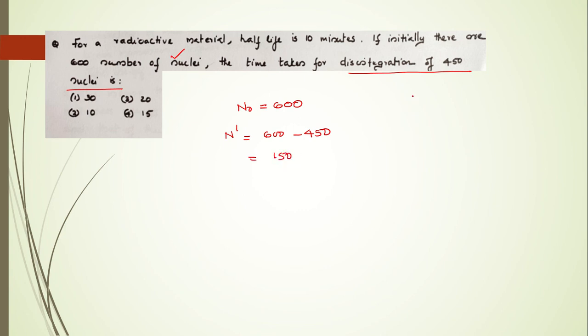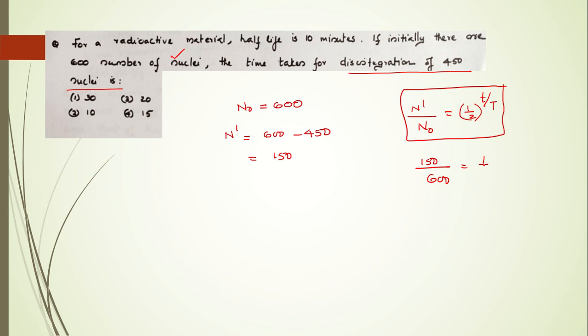നമ്മുടെ റിലേഷൻ നമുക്ക് യൂസ് ചെയ്താൽ we know as N dash divided by N0 equal to 1 by 2 the whole raised to t by T, the t half. വളരെ പ്രധാനപ്പെട്ട ഒരു റിലേഷനാണ്, ഓർത്തിരിക്കണേ. So that is N dash. ഇപ്പോൾ 150 ആണ് ഉണ്ടായിരുന്നത്, അത് 600 ആണ്. So that is equal to half to the power of small t by capital T.